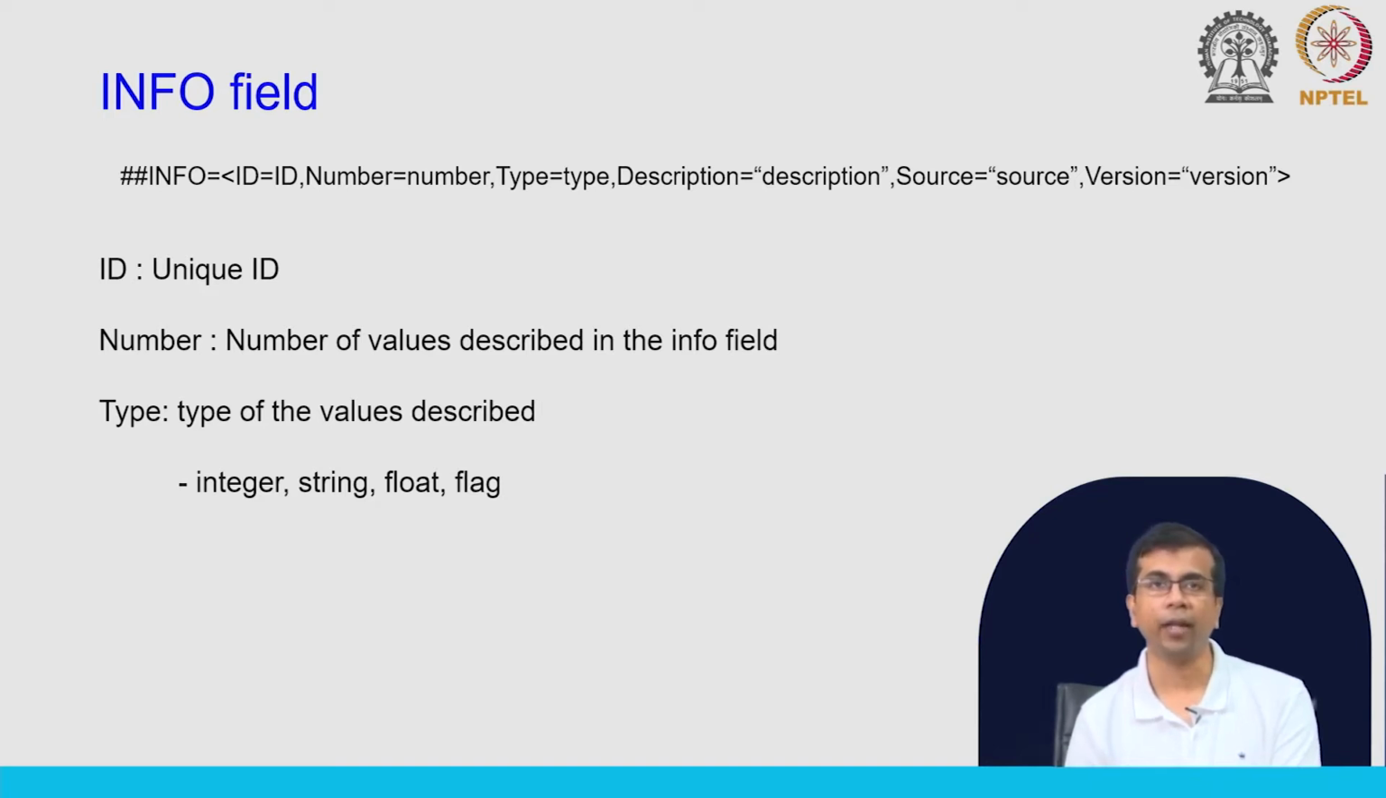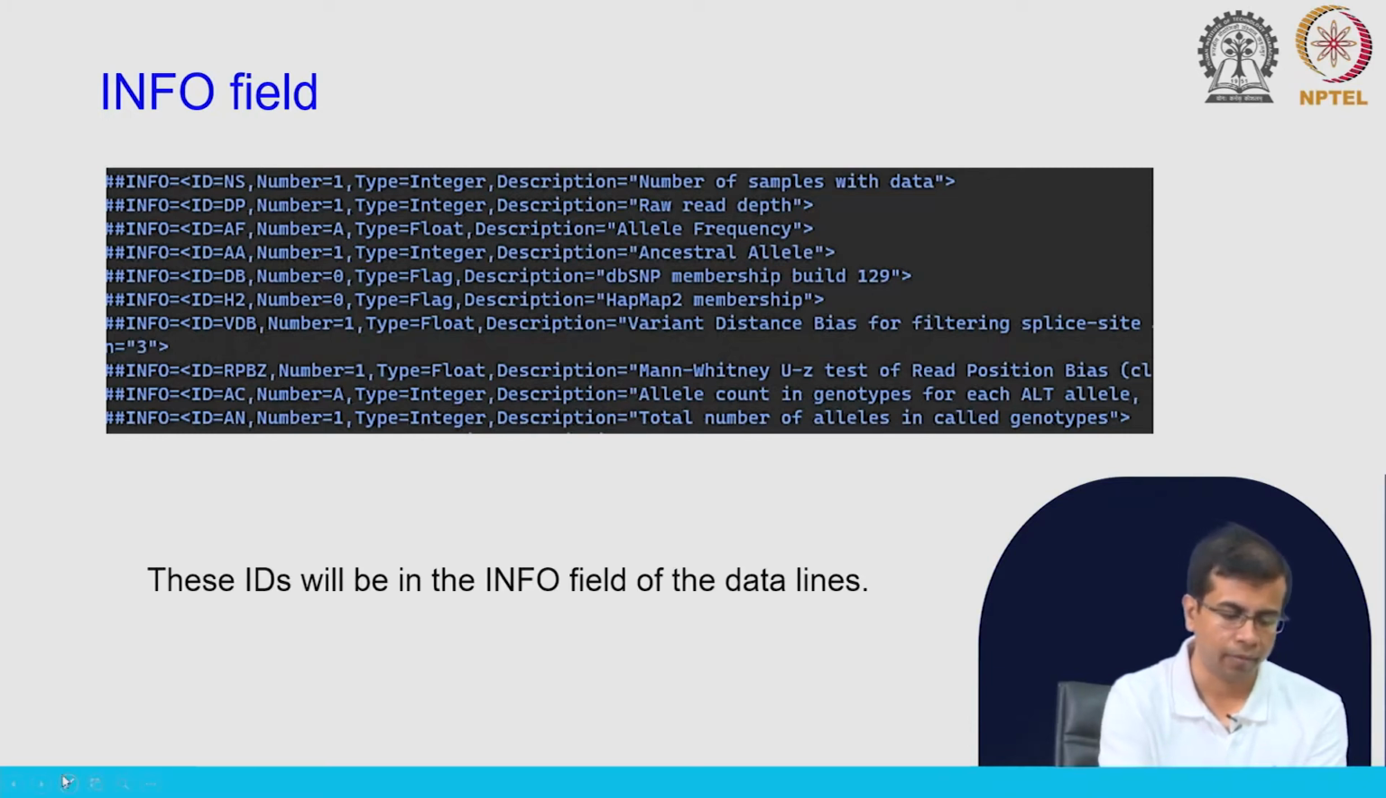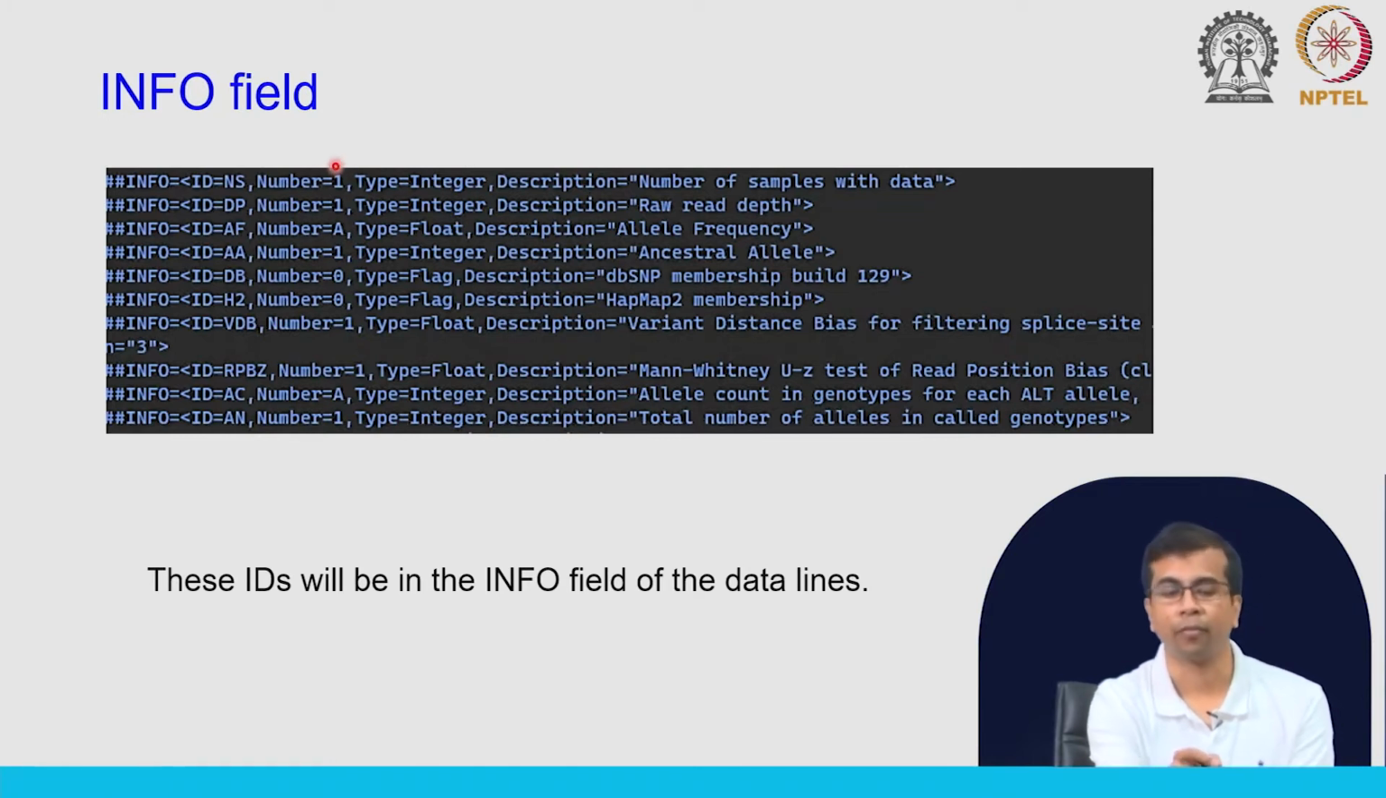types. And then finally, you will have a description that will tell us what this ID specifies, what this ID means. So, it helps us in interpreting the data. So, here is an example. You can see, for example, the first line INFO ID equals NS, and then you have Number equals 1. So, we expect one value for this ID NS, then you have Type Integer, this should be an integer value, and this description means number of samples with data. So, this is how this INFO will be defined.